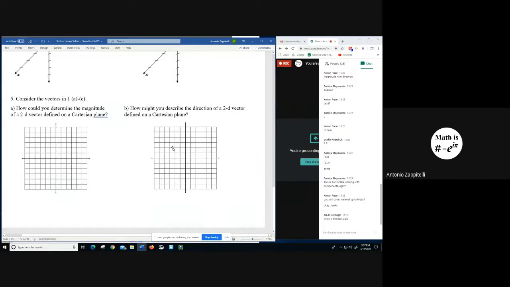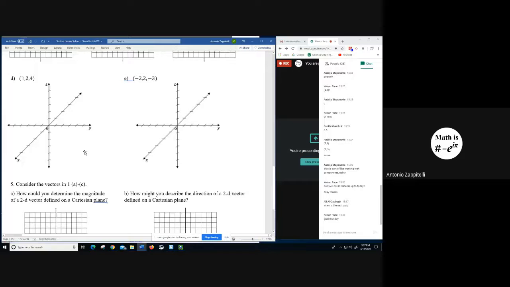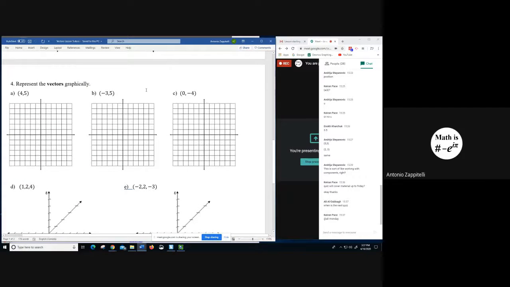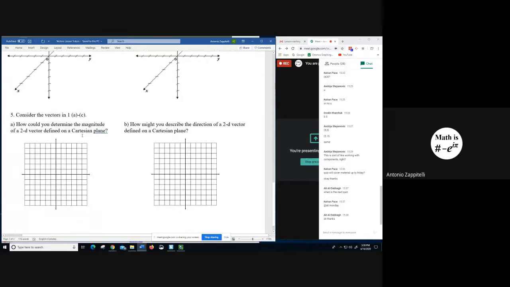But how would you determine the magnitude of a vector AB? And what would be a useful way of describing direction with this vector on the Cartesian plane? So I'll give you, again, a couple of minutes to think about how you would do that. If you can come up with a formula, even better. So assume you're dealing with some random 2D vector. You can start by working with, say, 4, 5 or -3, 5, but try to think of a vector AB. What would that give you in terms of finding the magnitude, and how would you describe the direction?